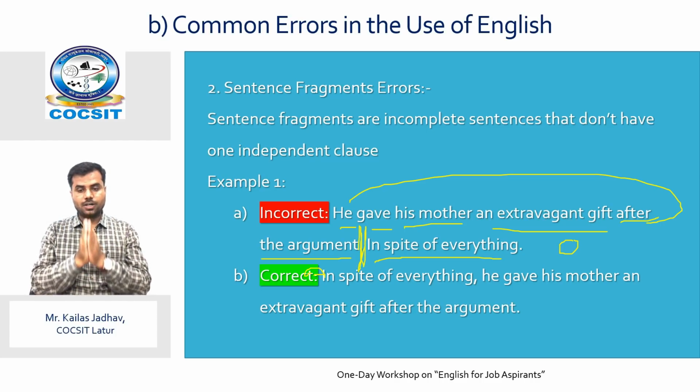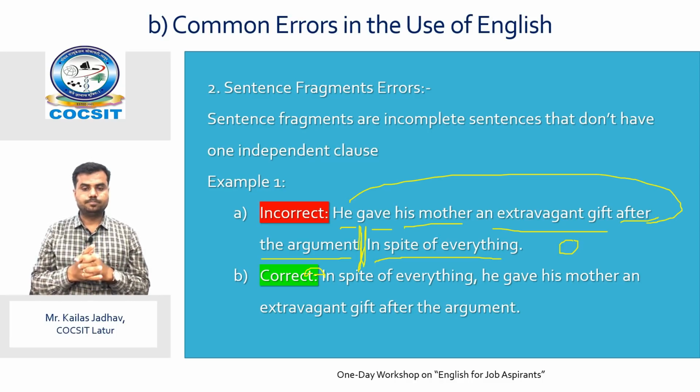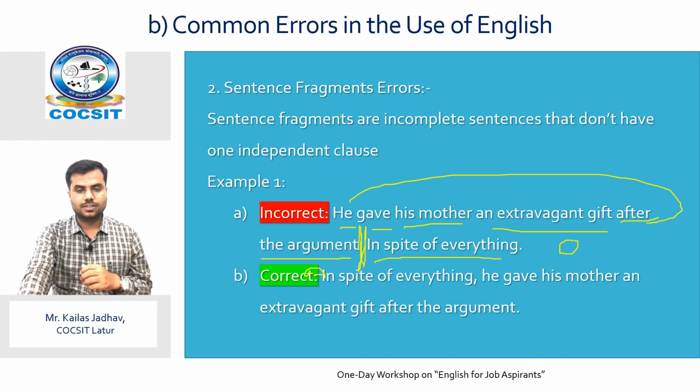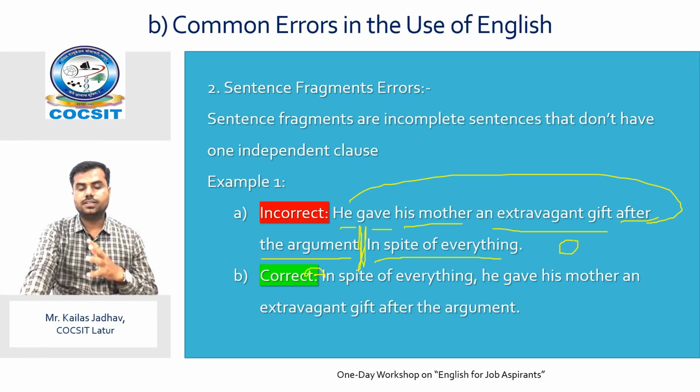These are part of one single sentence. That's why they should be separated with a comma. In spite of everything, he gave his mother an extravagant gift after the argument. Did you understand sentence fragment errors?